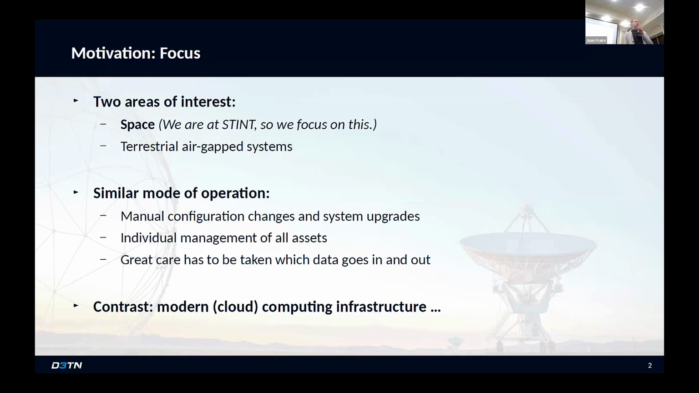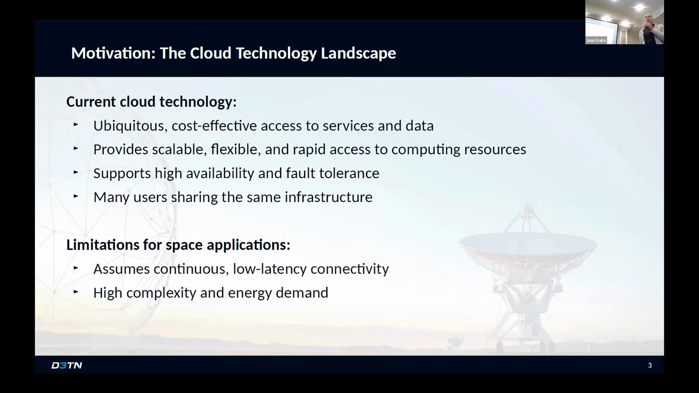For those air-gapped systems, typically you don't want any data to get out, and at least any malicious data not to come in. And this has to be seen in contrast to most modern cloud computing infrastructure. Taking a look at the cloud technology landscape, it's very different. It's a very different mode of operation. You have ubiquitous, cost-effective access to all services and data.